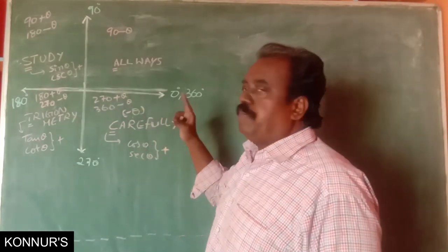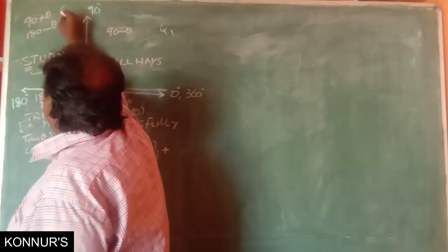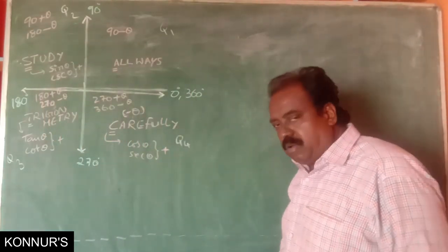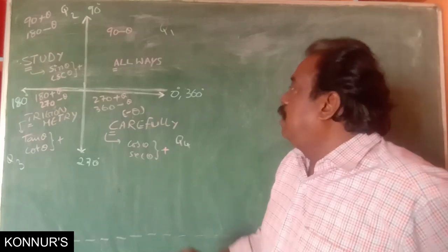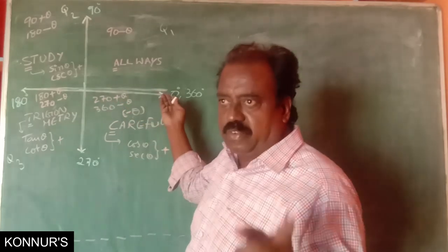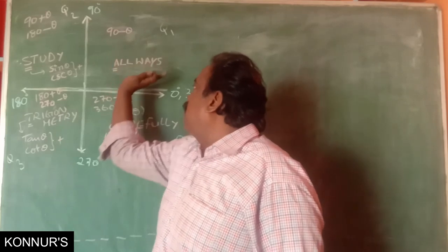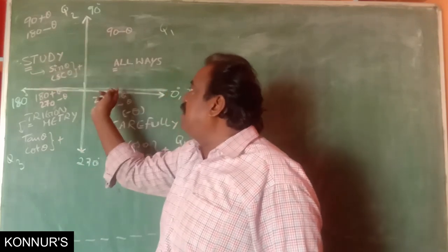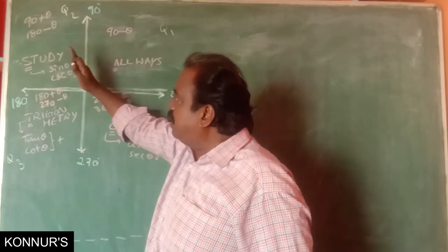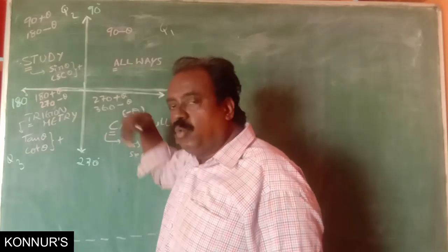This is a plane. In the plane, four parts are there. This is quadrant 1, this is quadrant 2, this is quadrant 3, and this is quadrant 4. Four quadrants are there. In these four quadrants, if the line OP is on the positive x-axis, it is 0 degrees. If that OP line goes on the y-axis, it is a right angle, 90 degrees. When that OP line lies on the minus x-axis, it covers 180 degrees. And on the minus y-axis, it is 270 degrees.